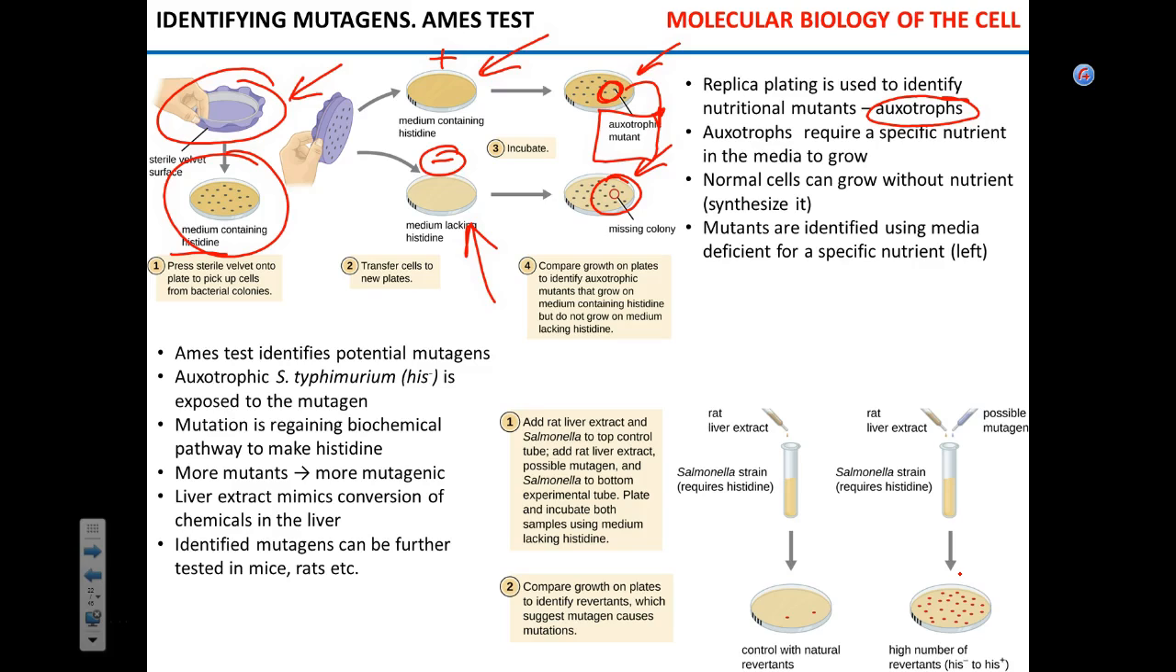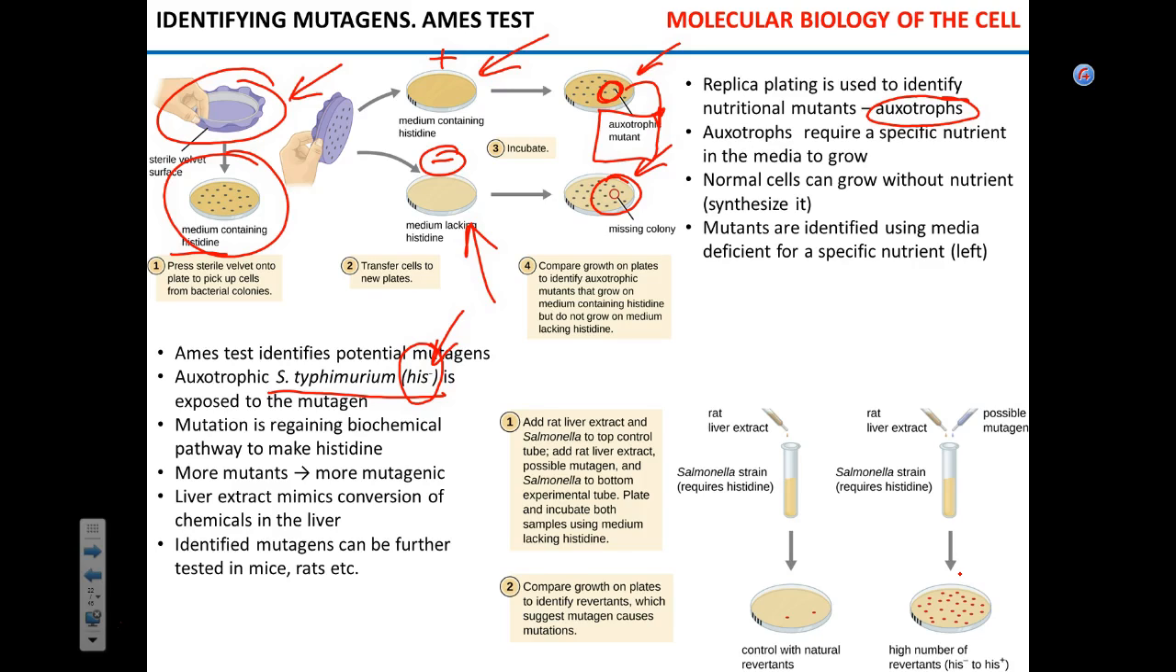So we now have an auxotrophic mutant. The bacteria that cannot grow in absence of histidine. Does that make sense? So it does have a certain mutation in it. We didn't expose it to any chemical yet. Okay? Good? We didn't expose it, but we're about to. So now imagine, let's say it's Salmonella typhimurium, and this is the way we label an auxotrophic mutant, histidine negative. So we have auxotrophic Salmonella that doesn't grow in the absence of histidine.